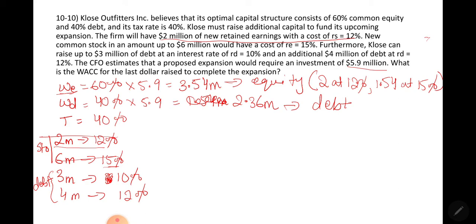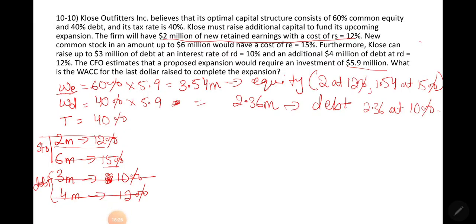Now moving on to debt. From debt we need to raise 2.36 million. Then we can raise up to 3 million at a cost of 10%. So we will use this option only. So this whole 2.36 million will be raised at the cost of 10%, and we won't even go to the other one. We won't go at the 12% rate over here, because we can raise all of the amount at the 10% rate. So now we can calculate the WACC.